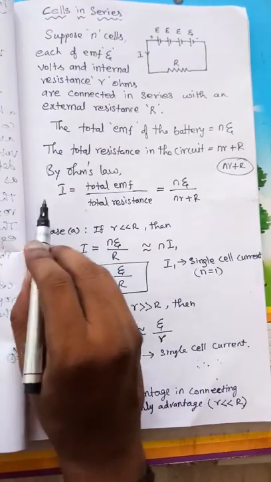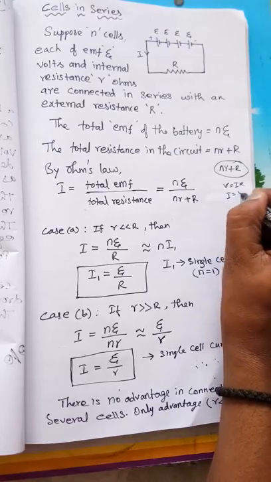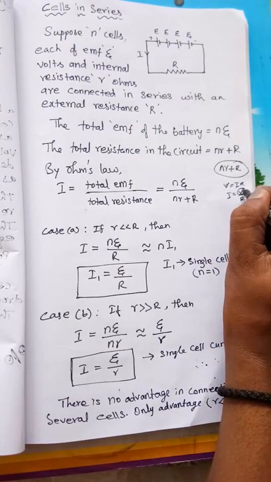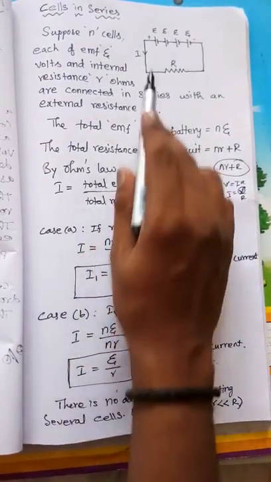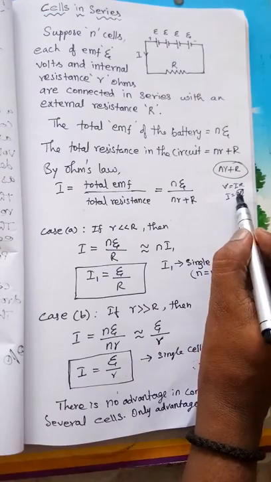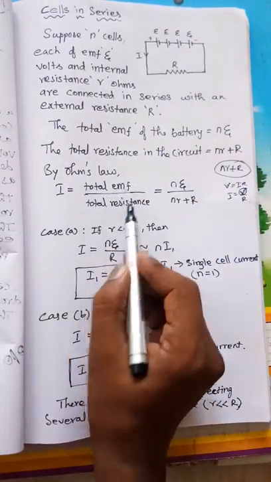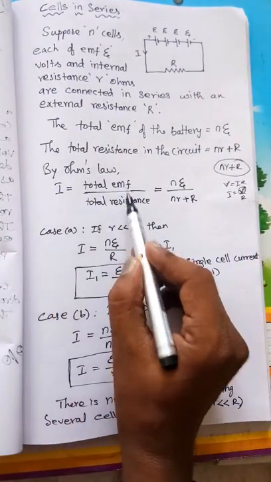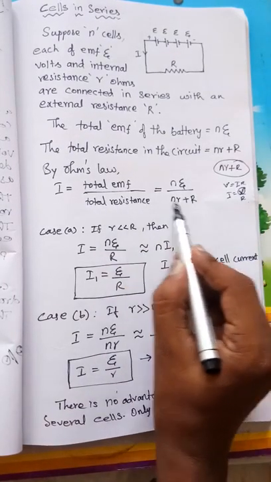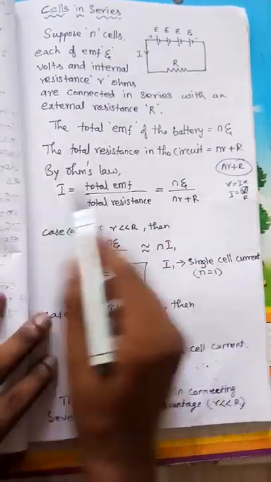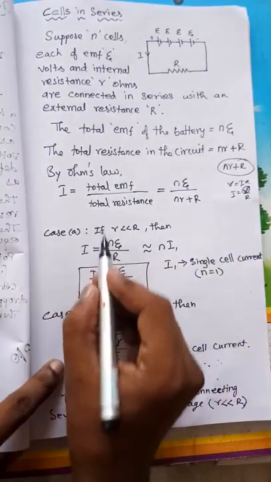Now by Ohm's law, you know the formula: V is equal to IR, or I is equal to V by R. V is nothing but potential difference, or volt. Instead of volt, you can write EMF. Both are the same; in a cell we use EMF, in a battery we use potential. Here we connected cells only, so you use EMF divided by resistance. By Ohm's law, I is equal to EMF by resistance, so I is equal to N E divided by N r plus R.